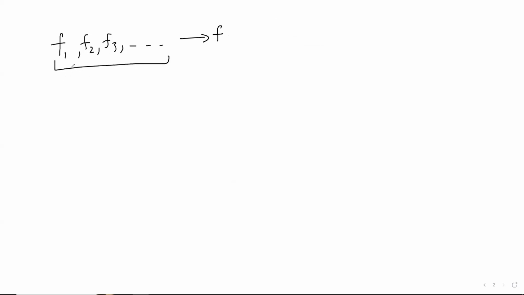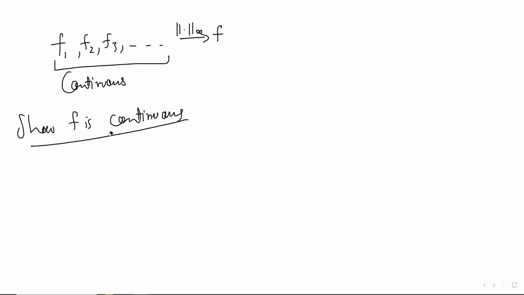Okay, so these are continuous, and this is converging, right? And I want to show that f is continuous, that the limit is also continuous. Obviously, you notice it's converging under this norm, under this metric. That's important. So show f is continuous. So how do you show this? Well, just use the definition. So what is the definition? Well, you have to fix a point, and then you just try to estimate this difference.